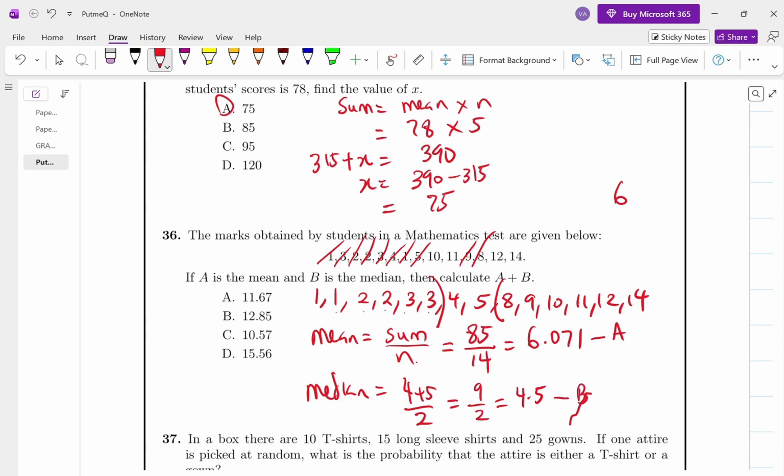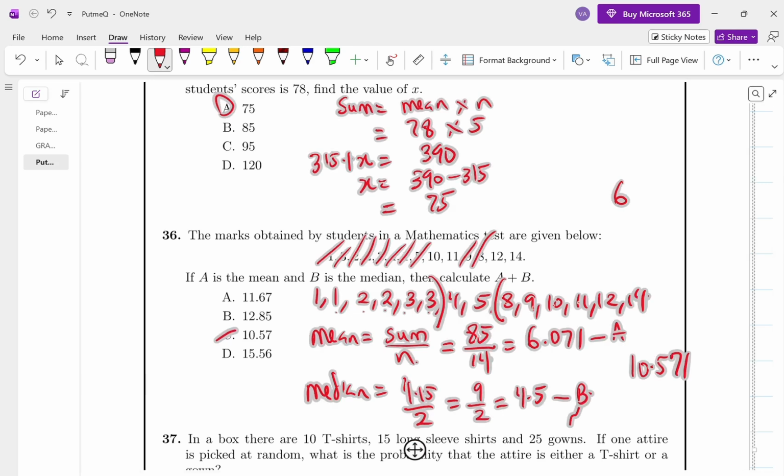Now we're going to add this together because this is our A, this is our B. So when we add this up, we're going to be getting 10.57. Yep, you're going to get 10.571 when you add it up. So the answer becomes C. So that's our answer.